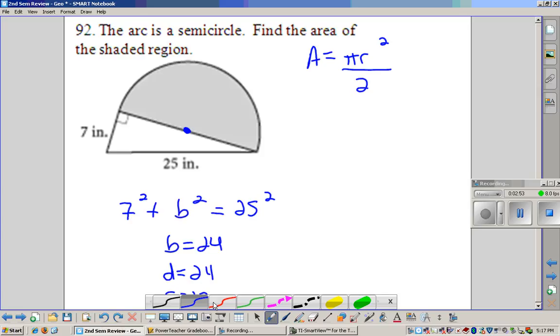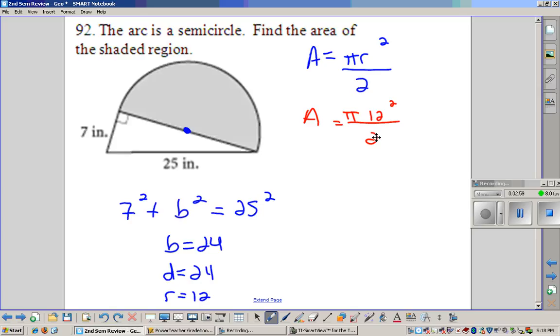So we need to put that into the formula up above. Pi 12 squared divided by 2. Be careful not to divide by 2 until you've squared it. So that's 144 pi divided by 2, which is 72 pi. That's the answer in terms of pi.